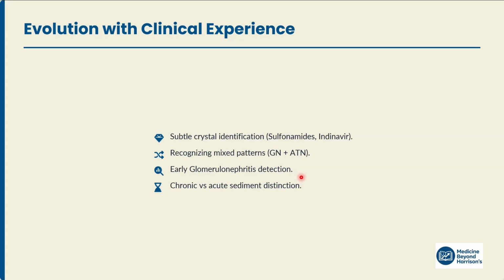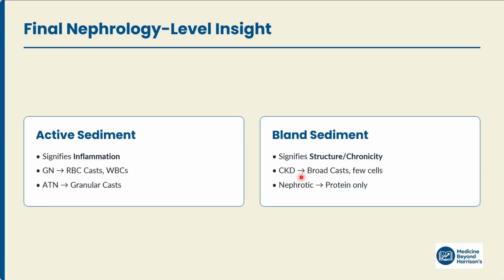In most cases there will be glomerular nephritis along with acute tubular necrosis also. So you can always detect early glomerular nephritis just based on the urine routine. The chronic or acute sediment distinction can be done based on the urine routine. So all these are advantages when you know the urine routine to perfection.